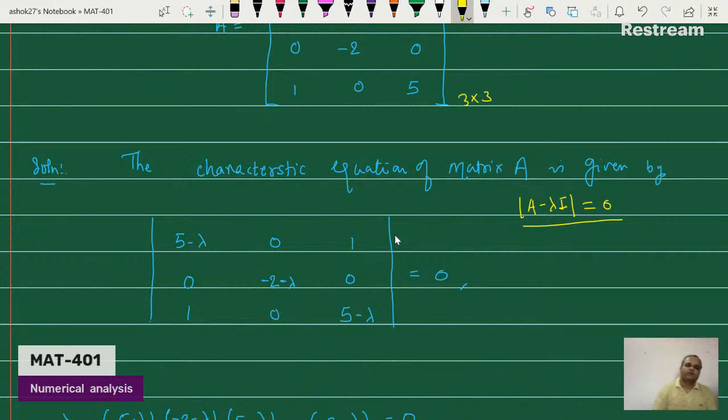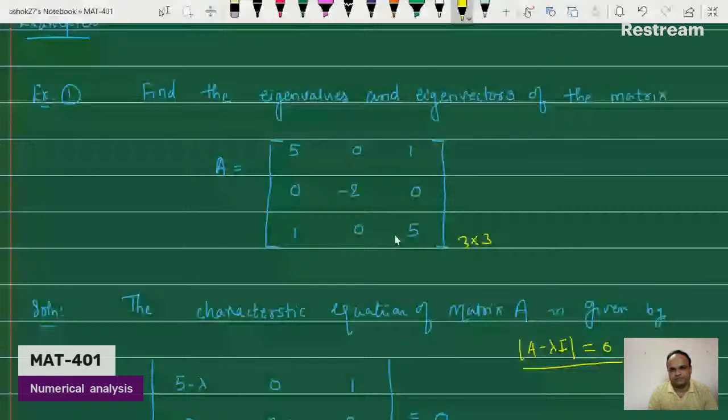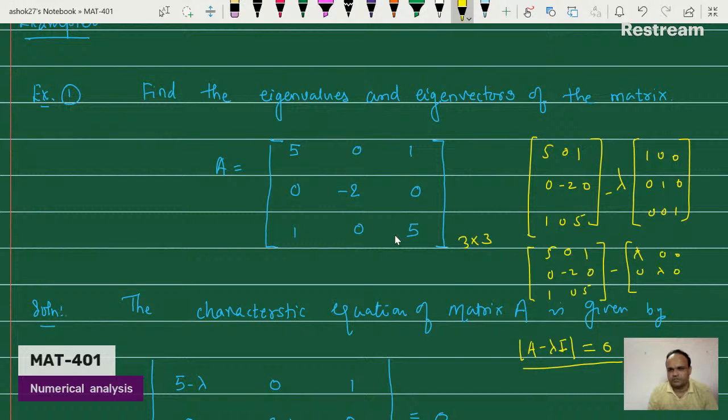So here matrix A, what is lambda? You can simplify this. So what is A minus lambda I here? A is the matrix 5 0 1, 0 minus 2 0, 1 0 5, minus lambda times the identity matrix. Here you have to take the 3 cross 3 identity matrix, 1 0 0, 0 1 0, 0 0 1. So it will be the corresponding difference: 5 0 1, 0 minus 2 0, 1 0 5. Then what is the second matrix? You can just write lambda 0 0, 0 lambda 0, 0 0 lambda.